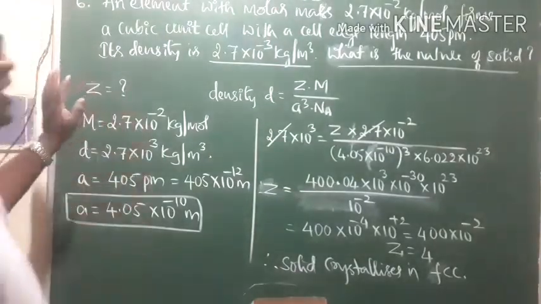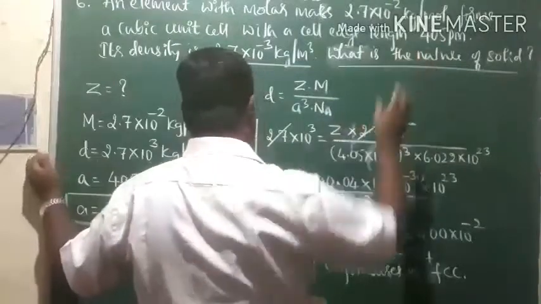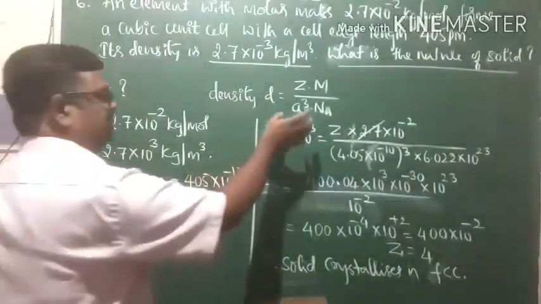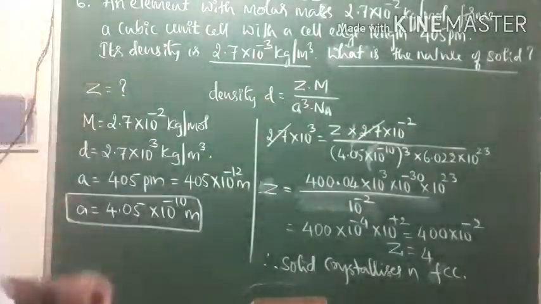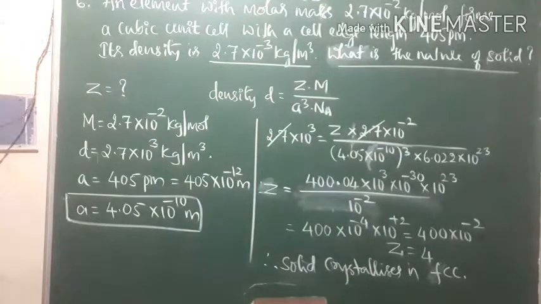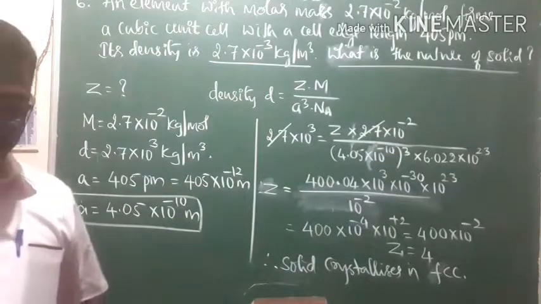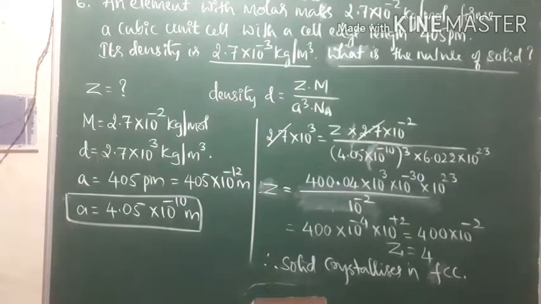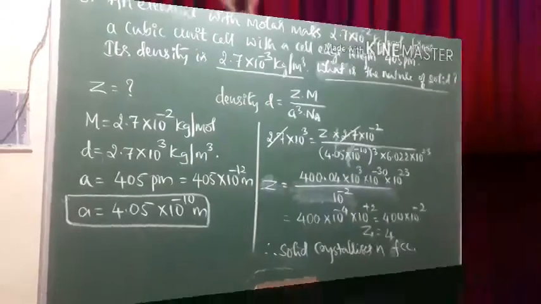You have to decide the nature of the solid. Nature of solid can be decided on the basis of z value. If z value varies, nature of the solid varies. So this is the sixth problem under this particular section. Take a screenshot. We'll go to the next problem, 7th and 8th.